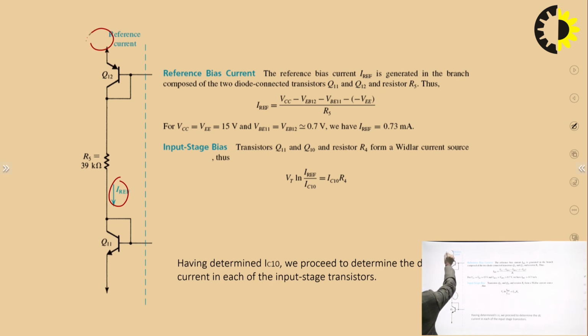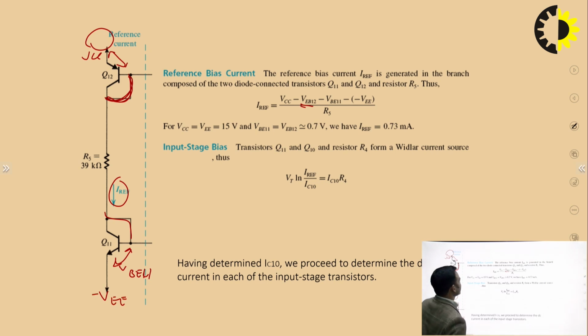This voltage VCC minus the voltage drop which is VBE2, and again this is short circuited, so these two voltages will be the same. Then this resistance is there. After that it is short circuited, and then this voltage which is VBE11, and this is VEE minus.